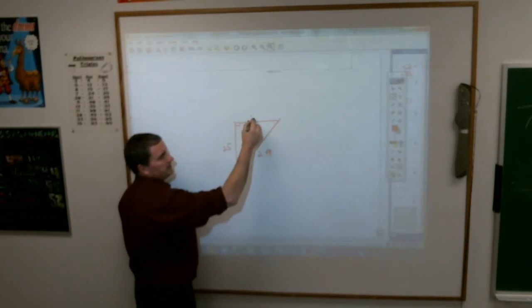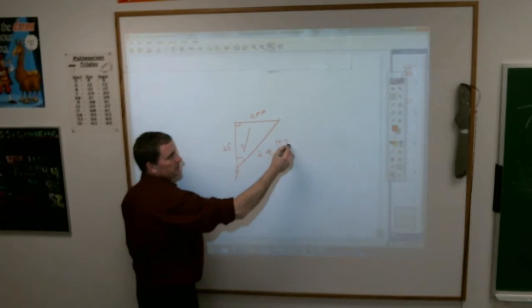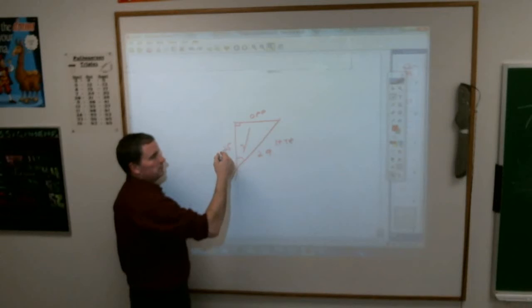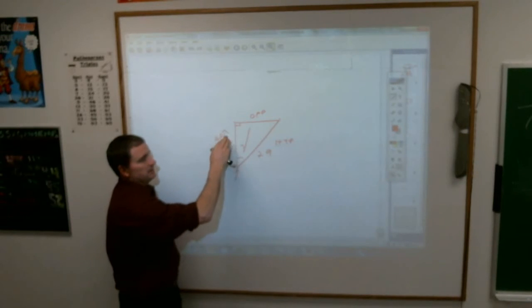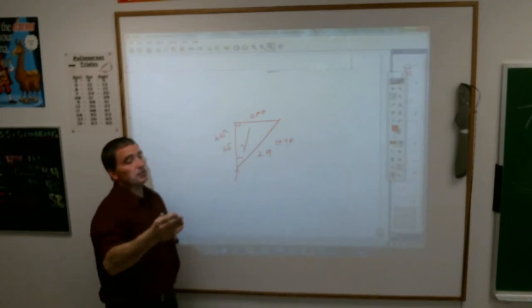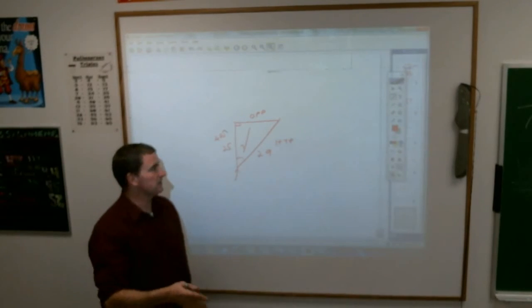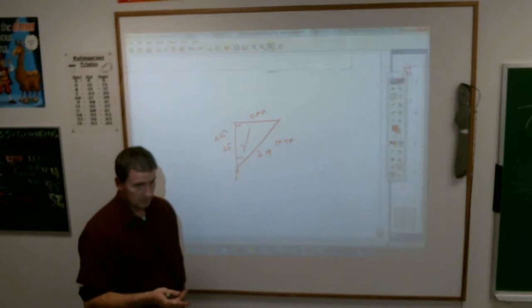That is the side opposite. This side is the hypotenuse, correct? And this side would be the adjacent side. So the two sides that you are given are the adjacent and the hypotenuse. So you have to think of the trig function that uses adjacent and hypotenuse. Which one? Sine, cosine, or tangent?